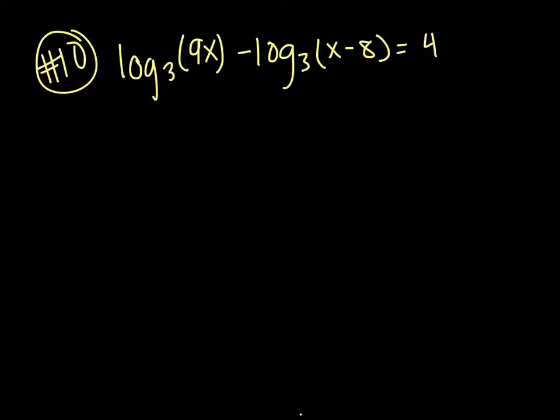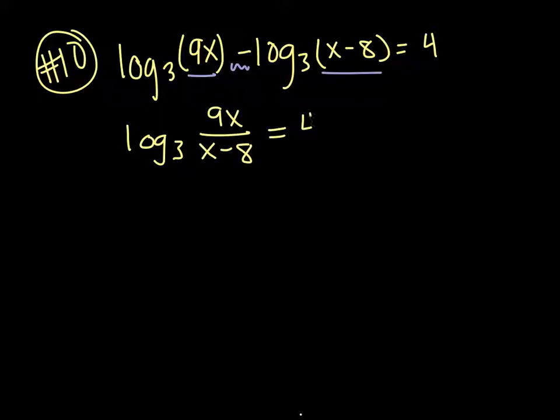Now for number 10, there's not logs on both sides, so we're not going to use the method of canceling here. We are going to use the method of condensing to one log on the left and then undoing it like we did in number 8. So remember that when our sign is subtraction, the arguments are not going to multiply. When it's subtraction, they're going to divide. So this will become still log base 3, but it will be 9x over x minus 8, still equal to 4 on the right.